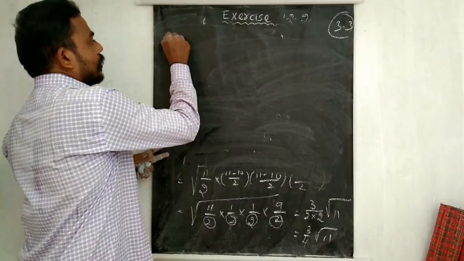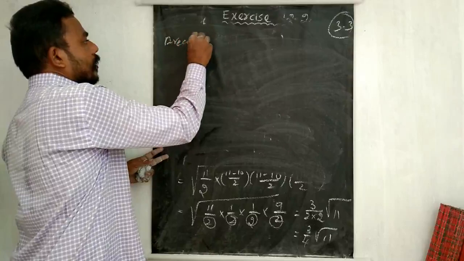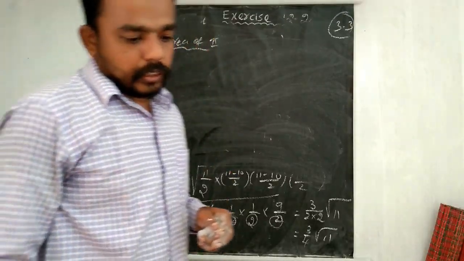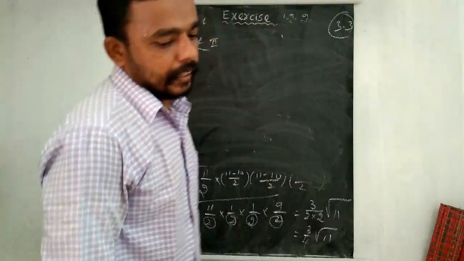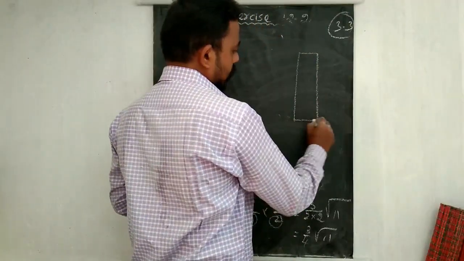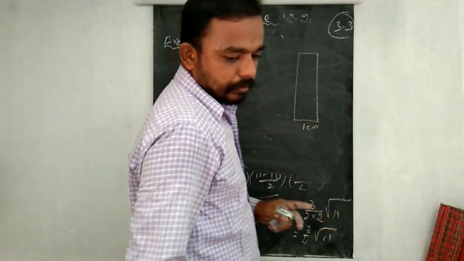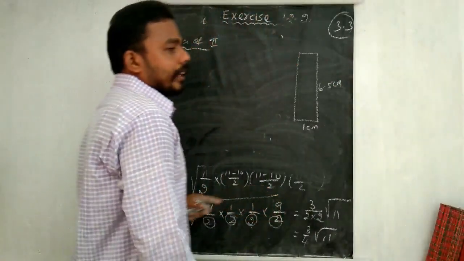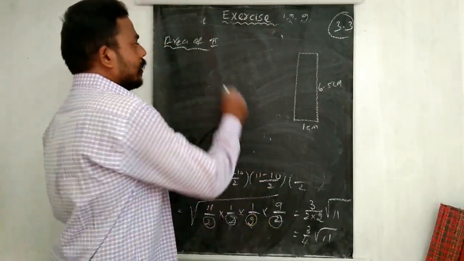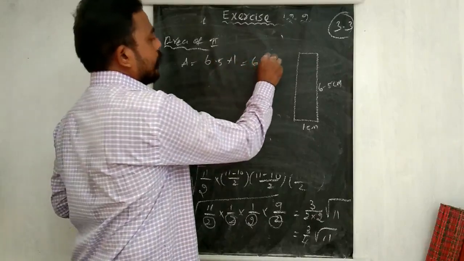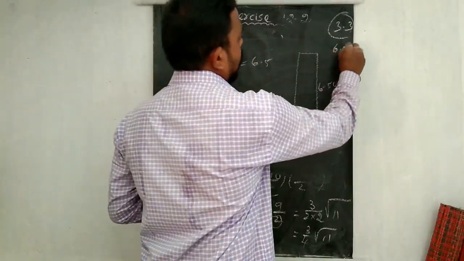Now area of the second one. Second one is actually given in a rectangle format. Here 1 centimeter and this one 6.5 centimeter. So rectangle area is L into B. So area equals 6.5 into 1. So 6.5 for the second.